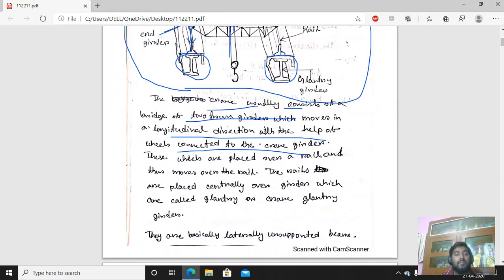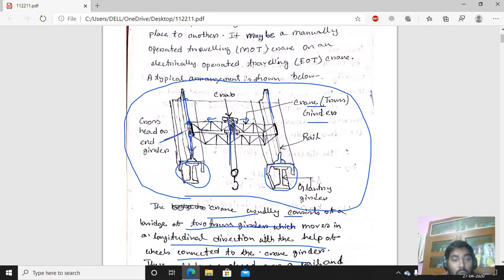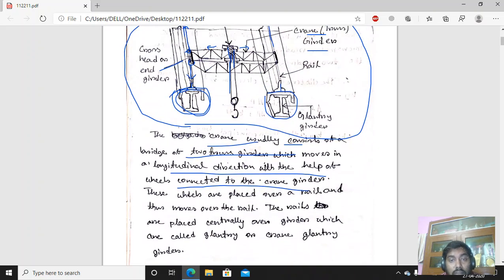Now all this, the rails are then placed over the Glantry girders. So these two are the basics of our diagram. The focus of today's lecture is the Glantry girder. In the picture you can see the Glantry.